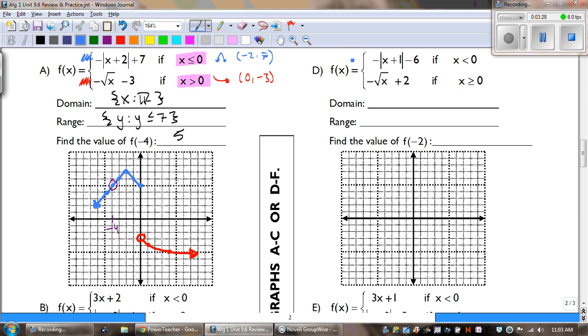Our first equation is an absolute value, and it's being reflected, and it's going down. Our vertex is the point 1, -6. Our next one is a square root, and that's also being reflected, so it's going down. And our initial point is 0, 2. I want you guys to pay attention right there to your limit and draw the graph and see if you can get the domain and range correct. Pause the video and good luck.